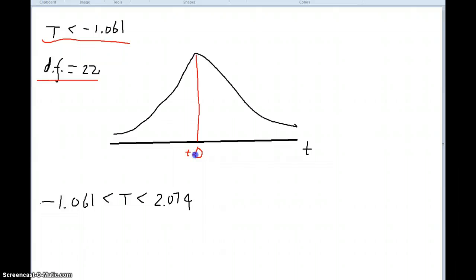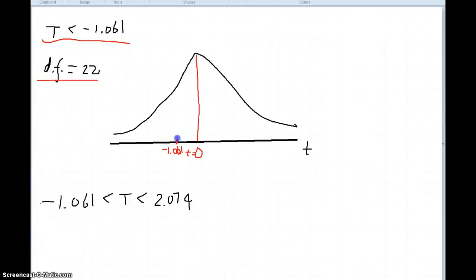And if t is negative 1.061, it's somewhere here. So this value is negative 1.061. This question is different from the homework problems from 9.2 and 9.3. In 9.2 and 9.3, the area is given, which means the probability is given, and we're looking for a t-value. But this one is given a t-value, and we're looking for the probability.